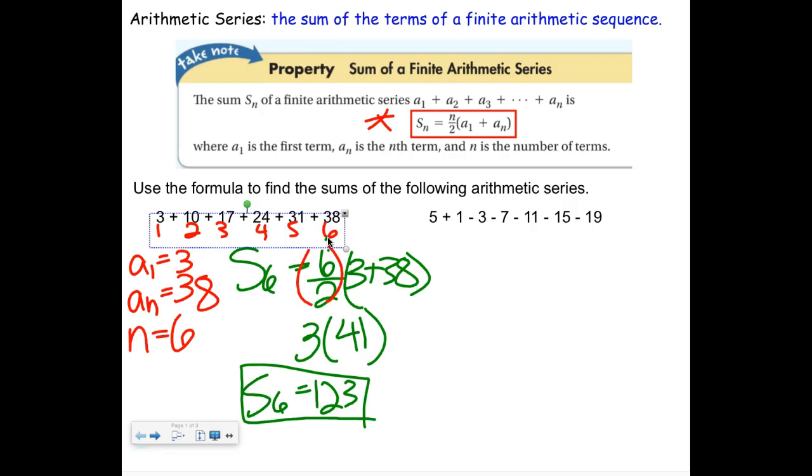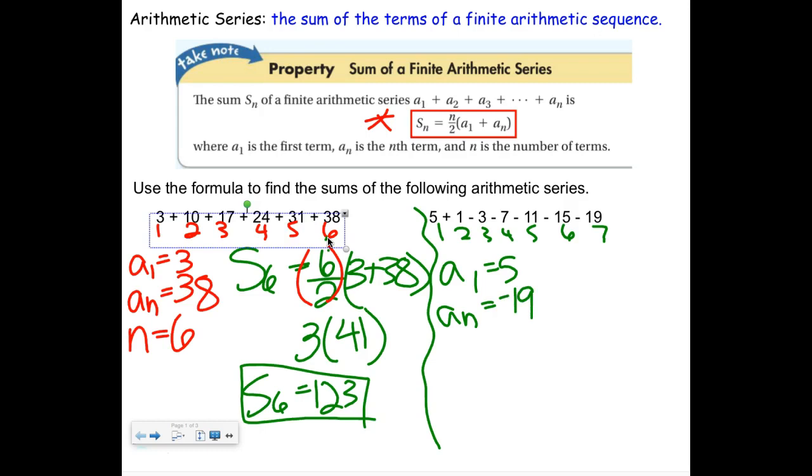Okay. All right, so now we have this next one. We're going to do the same thing. This is my first, second, third, fourth, fifth, sixth, and seventh this time. Notice our numbers are getting smaller, which tells us they're subtracting. Our A1 is 5. Our AN, or our A7, is negative 19. And our N is the 7th term. Okay. So now we're going to plug this into our formula.